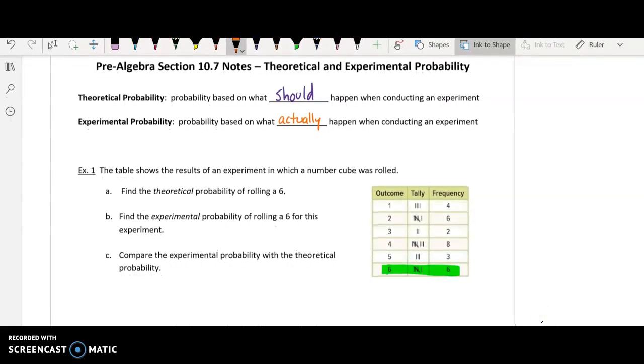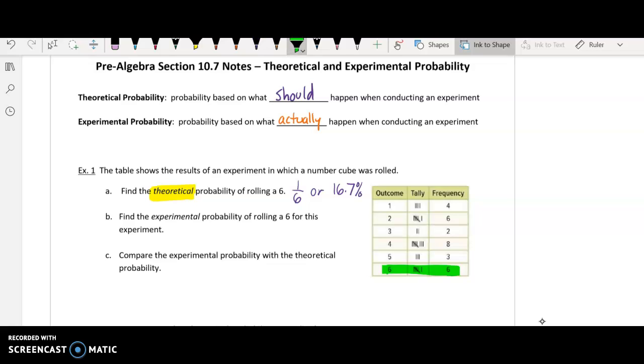So our table here shows the results of rolling a number cube. So we have all of these different outcomes rolling 1 through 6, and today we're going to be looking at the probability of rolling a 6. So first we're asked to find the theoretical probability. So this is like what we did the other day. So how many ways of rolling a 6 are there? There's 1 out of 6 total possibilities. So our probability is 1/6, or as a percentage, that is 16.7%.